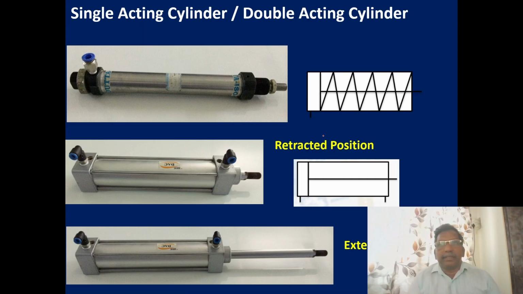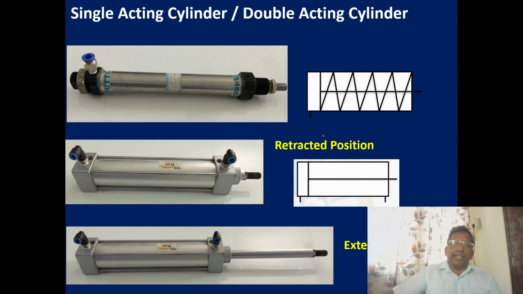Now we see the different types of cylinders: single acting and double acting cylinders. So you can see different types of cylinder. This is a single acting cylinder, spring return. Here we have a double acting cylinder. Double acting cylinder means two ports are there, so both sided lines. For extension we need supply, and for retraction also we need supply.